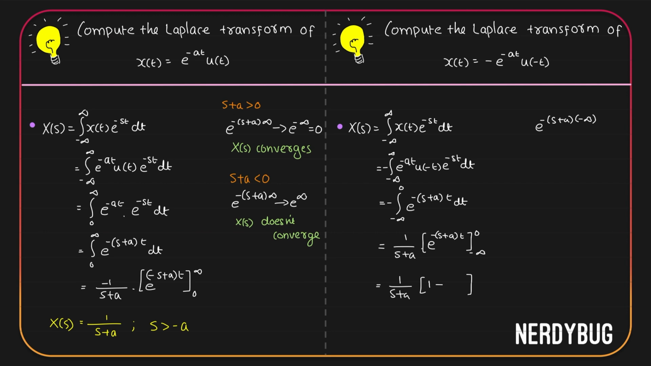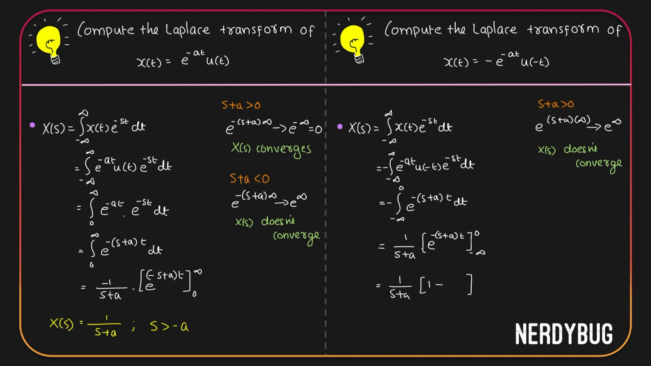S plus a can be positive or negative. Let's consider s plus a is positive. E raised to minus s plus a into minus infinity. Minus and minus can get cancelled. And since s plus a is positive, this will be of the form e raised to infinity, which is an infinite value. Now, if I put that over here, my x of s will become an infinite value and it will not converge to a finite value.